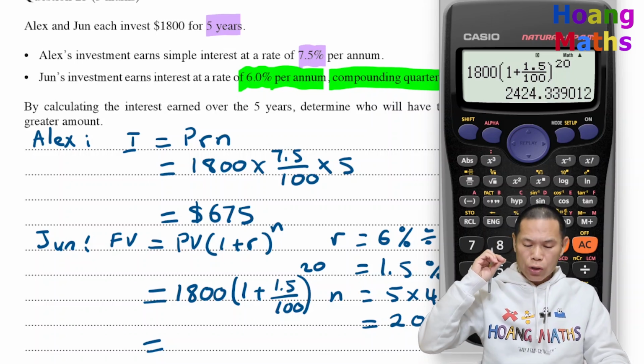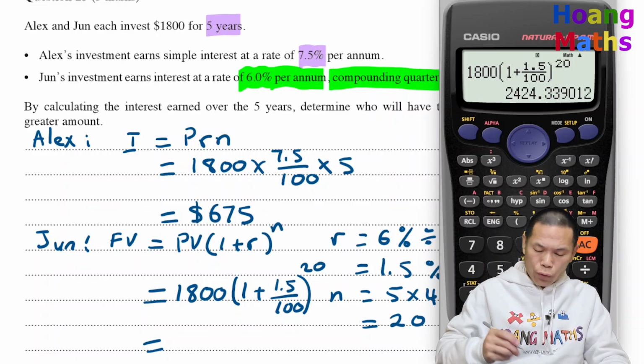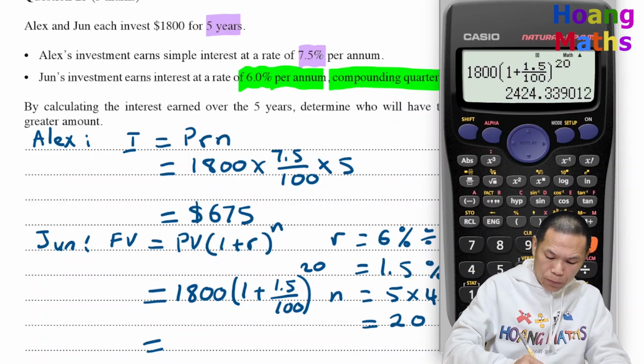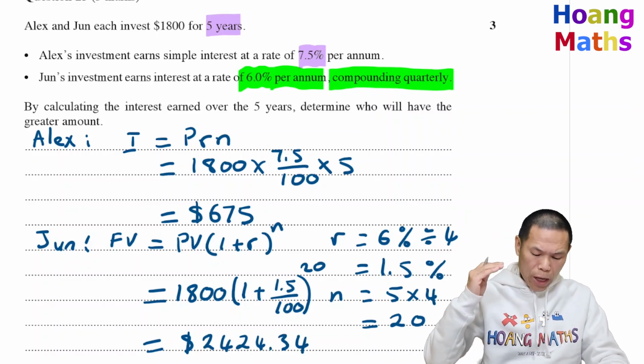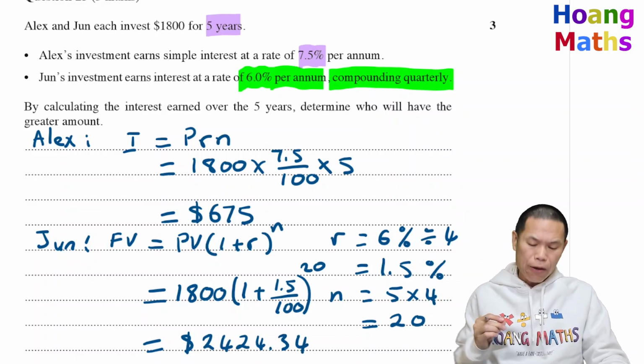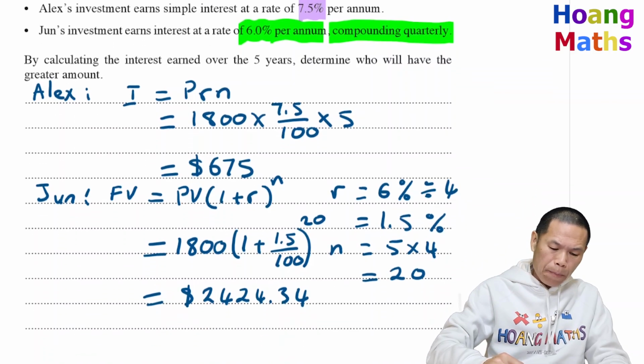$2,424.34, because we're dealing with money, so 2 decimal places. That is how much June has at the end of 5 years. But then we need to work out the interest so we can compare.